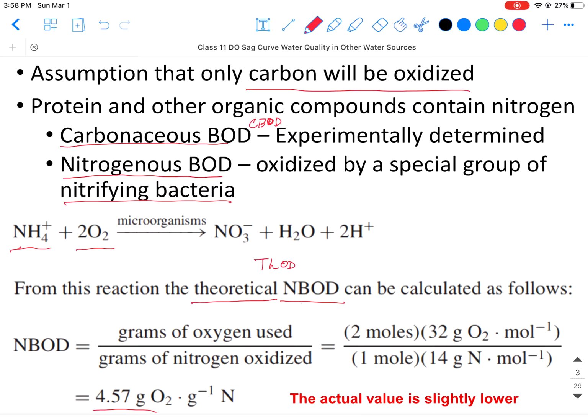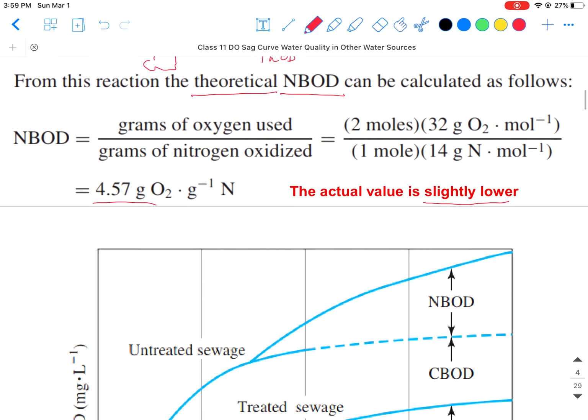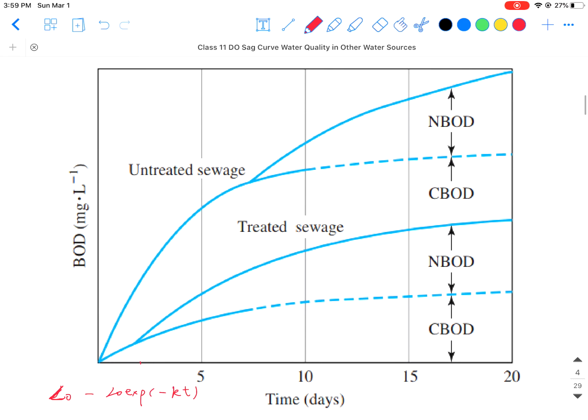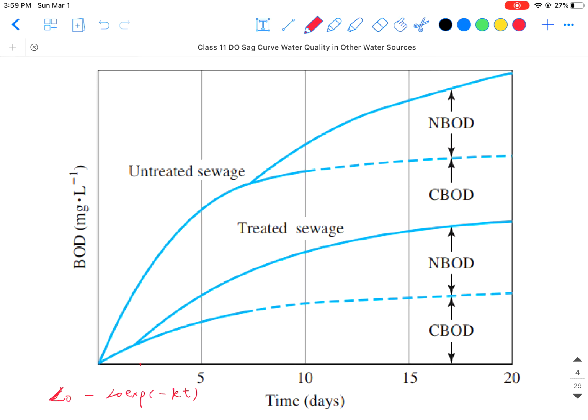Actually, in river water and in wastewater processing, the actual NBOD value is slightly lower than the theoretical value. This is mainly because some of the nitrogen or ammonium is converted into the body of the microorganisms. So not everything, not all of it, is oxidized to nitrate ions. With this information, we can plot the BOD as a function of time.